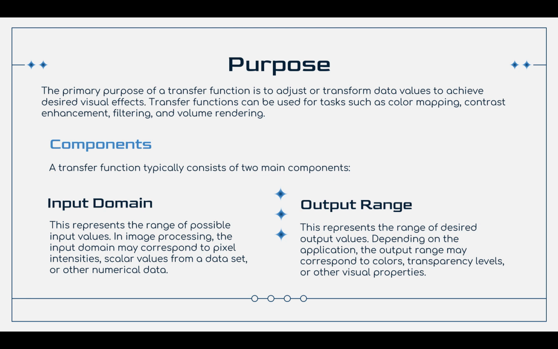We have basically two components of transfer function. First is input domain and second is output range. Input domain represents the range of possible input values. In image processing, the input domain may correspond to pixel intensities, scalar values from a dataset, or other numerical data. And output range represents the range of desired output values. Depending on the application, the output range may correspond to colors, transparency levels, or other visual properties.